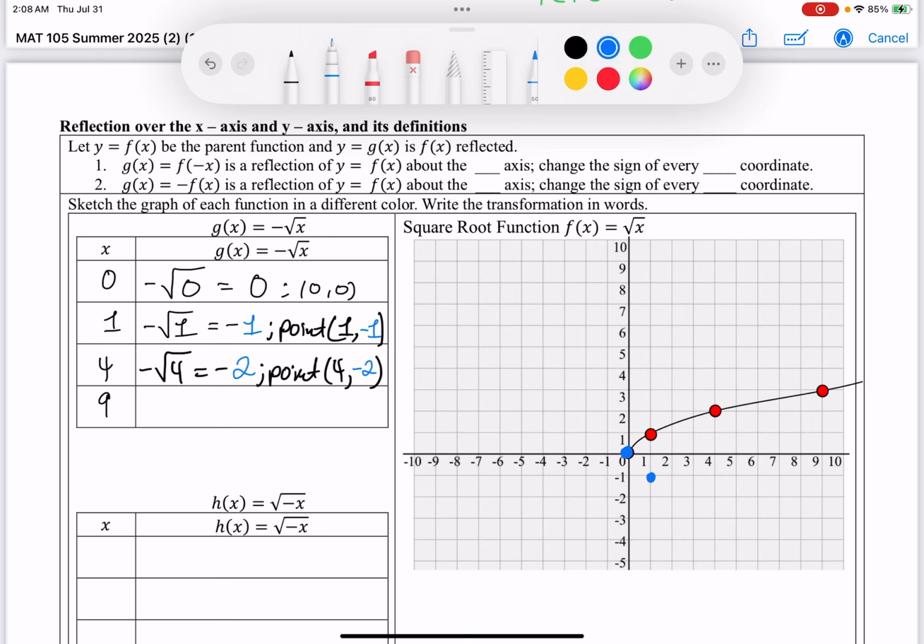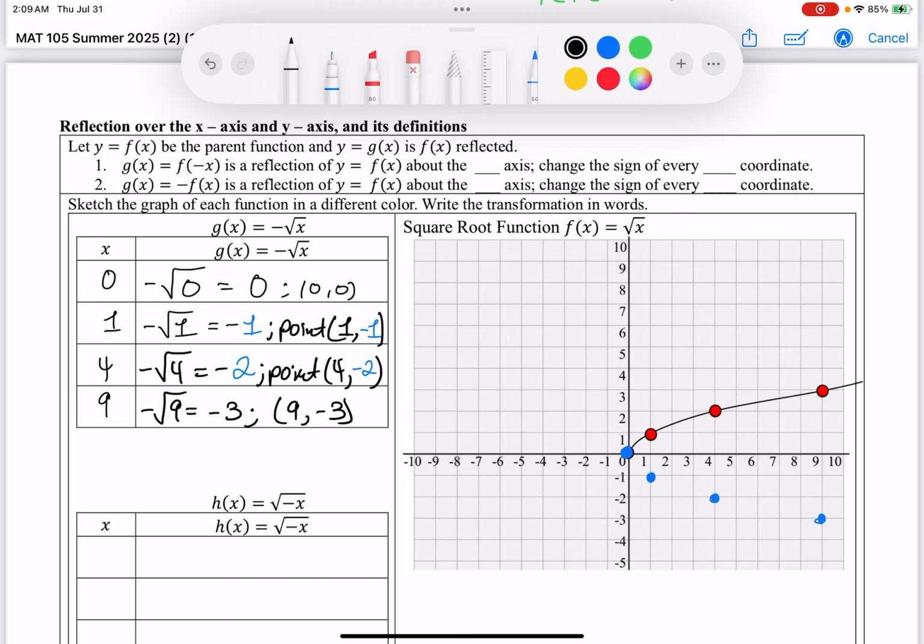And you're going to plot that point. So then by assumption, I'm going to say the next point is going to be 9, comma, -3. And that should make sense. Negative square root of 9. Square root of 9 is 3, so that's going to be -3. The point 9, comma, -3. X is 9, y is -3.